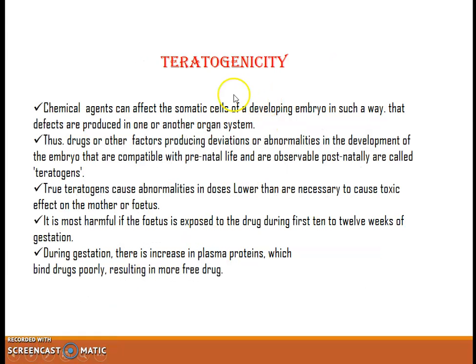Then teratogenicity. Chemical agents can affect somatic cells of the developing embryo in such a way that defects are produced in one or another organ system. Drugs or other factors producing deviations or abnormalities in development of the embryo that are compatible with prenatal life and are observable postnatally are called teratogens. True teratogens cause abnormality at a dose lower than that necessary to cause effect on the mother or fetus. It is most harmful if the fetus is exposed to the drug during the first 10 to 12 weeks of gestation. During gestation, there is a decrease in plasma protein which binds drugs poorly, resulting in more free drug.